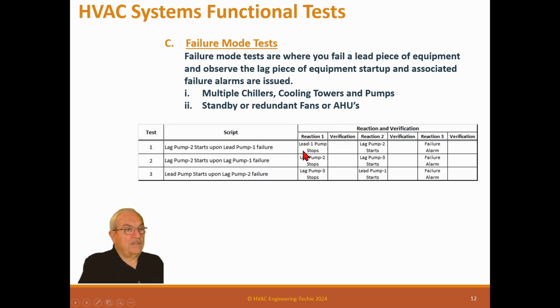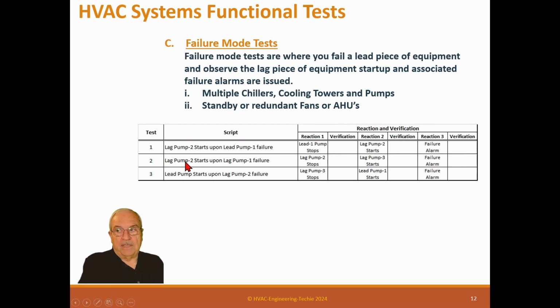And you just simply make a table and say, this is lead pump 2 starts when we have a pump 1 fails. And so this you'll see, then you just go over here and say reaction 1, and you verify it, reaction 2. First one is the lead 1 pump stops because it failed. Lag pump 2 starts, verification, and we send an alarm. So you verify these 3 items, and you just say verified.